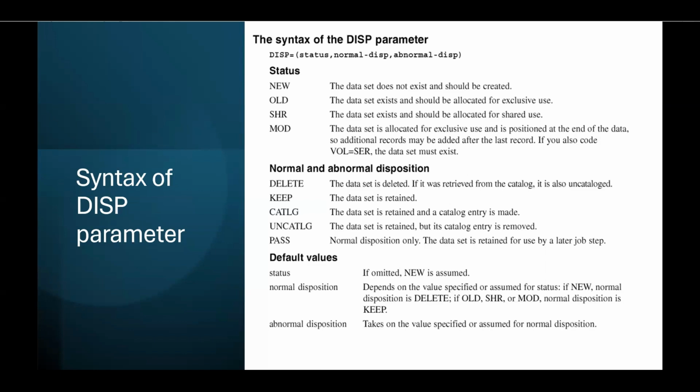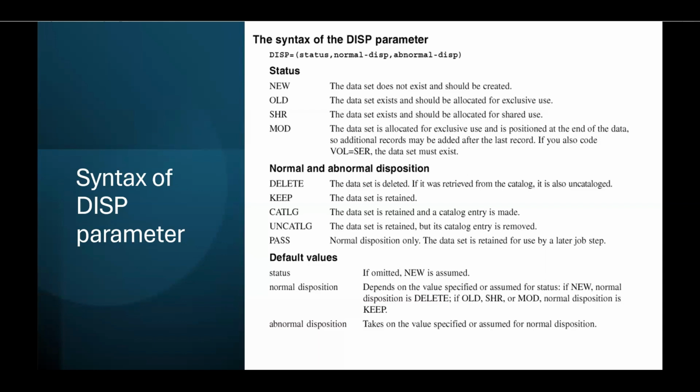And another one is MOD. The data set is allocated for exclusive use and is positioned at the end of the data, so additional records may be added after the last record. If you also code a volume serial, the data set must exist. So if you want to modify any particular file, then you need to provide the status parameter as MOD, and after the last record, you will be adding the new record to that particular file. So this is all about the status. And in the normal and abnormal disposition, we have the same parameters. The only difference is that in abnormal disposition, we don't have the pass parameter.